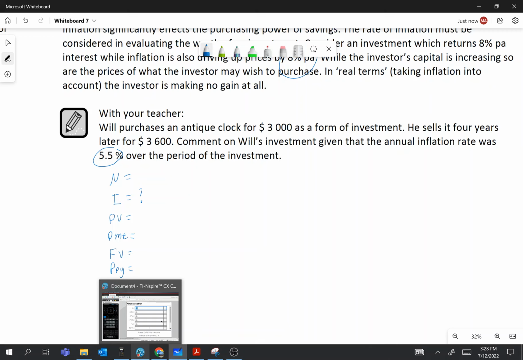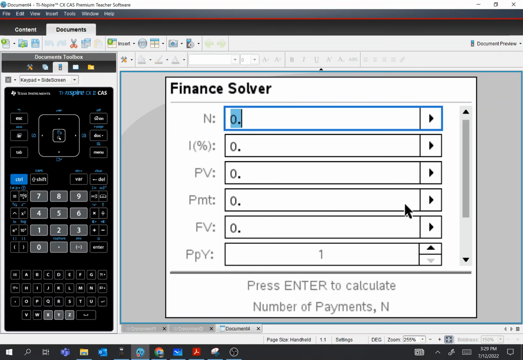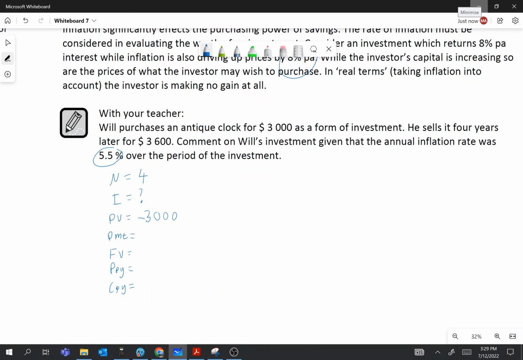All right? Okay, so these are the inputs. The number of periods, we've got 4 periods because it goes for 4 years. The rate of interest is what we're going to be calculating. The present value, well, Will spent $3,000 on this clock. So that's what the original or the present value of the clock was. And of course, when we're talking about money going into the bank or being spent on something, that's money out of pocket. So we put a negative there. There's no regular payment here, so we'll just put a 0 there. Now, when Will sells the clock, he gets that money back. So this is going to be a positive $3,600. That comes back into his pocket. And because it's an inflation with a yearly rate, we're just compounding it once each year. So we can just put 1s for PPY and CPY.